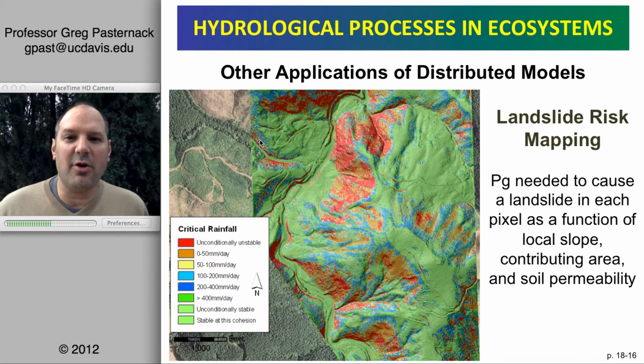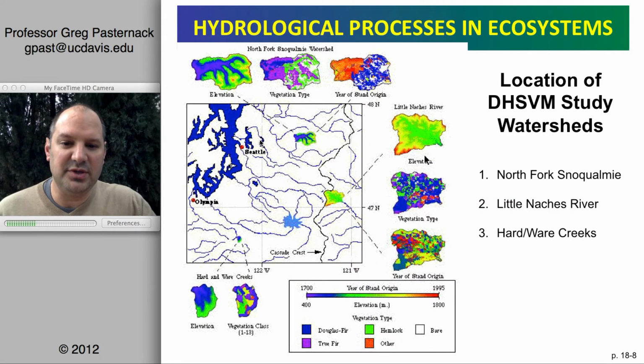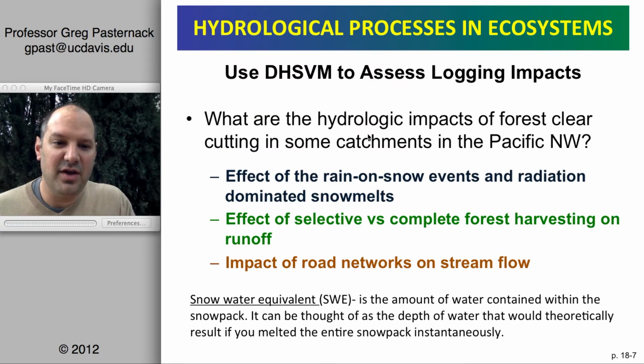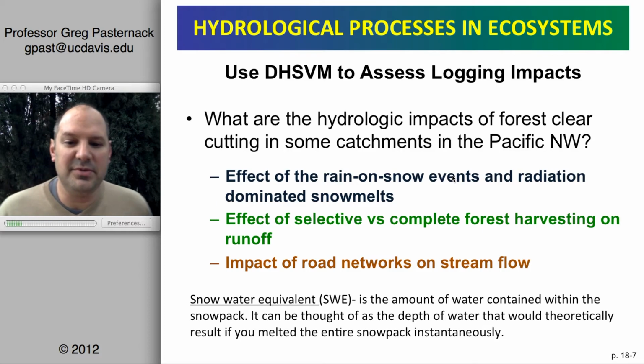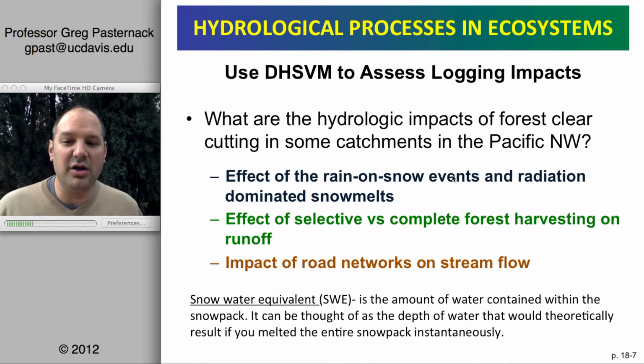Okay, so that summarizes the DHSVM. We looked at like three broad examples. We saw that, if we go back to the questions, the effect of logging on rain-on-snow and radiation-dominated snowmelt is significant. If you log, then radiation is going to have a much stronger effect on it.